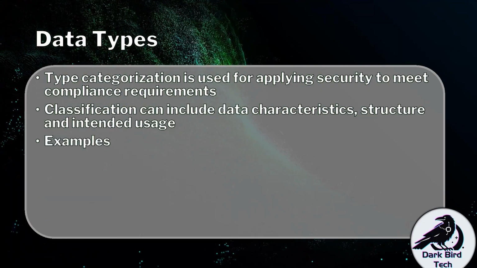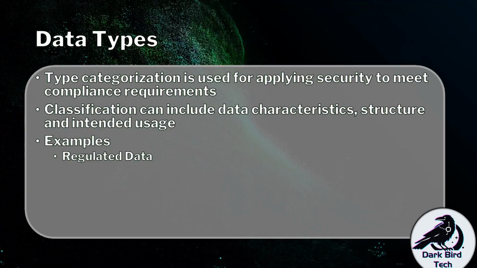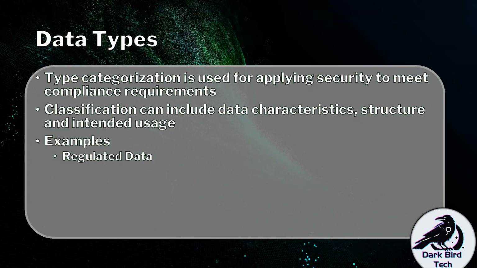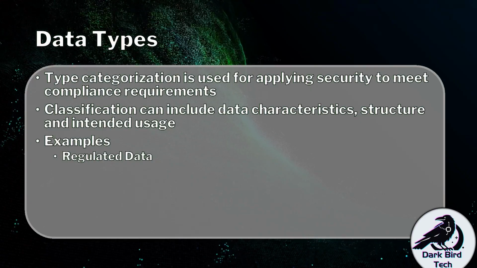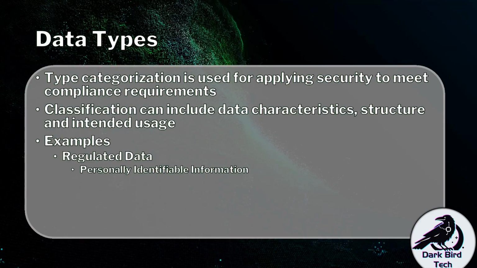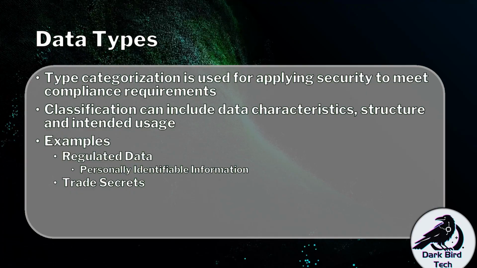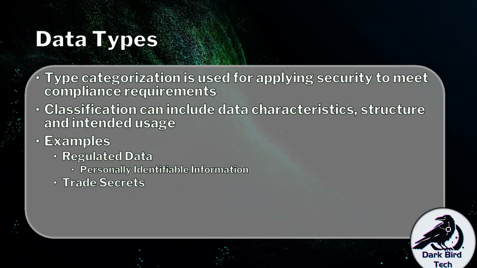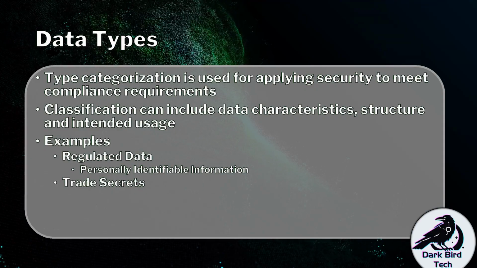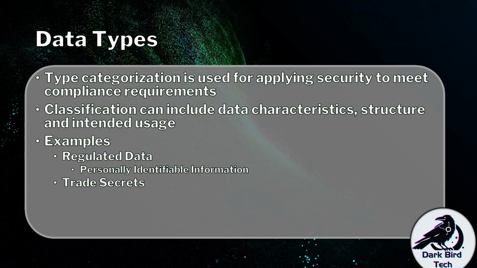Some examples would be regulated data. Now, regulated data is probably going to be the most important to pay attention to, as this is any kind of data that is subject to some sort of legal or regulatory compliance requirement, such as personally identifiable information. You might have trade secrets that are unique to your organization in terms of product or service offering, that if that gets leaked, could give your competitors a massive advantage.